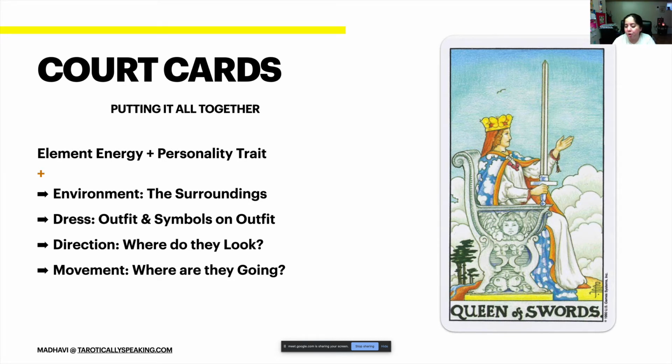On the Queen of Swords, for instance, she's got butterflies on her throne and butterflies on her crown. And there's a little child angel thing also on her throne. Another important thing is the direction. Where are they looking? This can come in handy, especially in your spreads, say if the cards are upright or reversed.